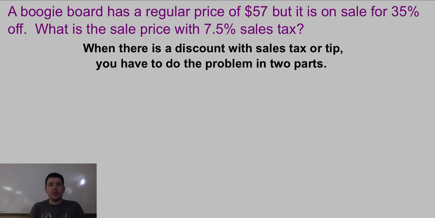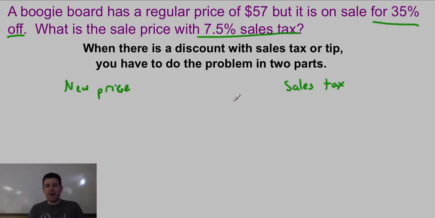So one last one, and this one's going to take a little bit of work, so be careful with it. It says a boogie board has a regular price of $57, but it's on sale for 35% off. So that means we're going to discount the prices. The price is going to go down. But what is the sale price with 7.5% sales tax? So this one you're going to have to do in 2 steps. You have to find the new price first, then find your sales tax second. This is not one where you can combine the 2 steps together, but we can use our new strategy.